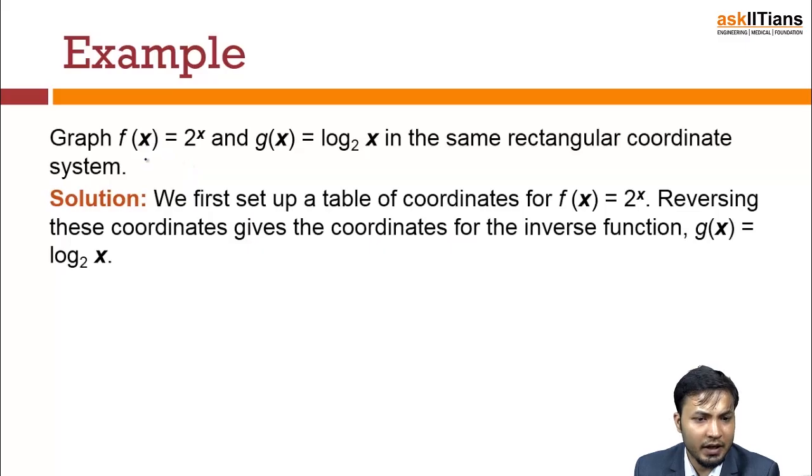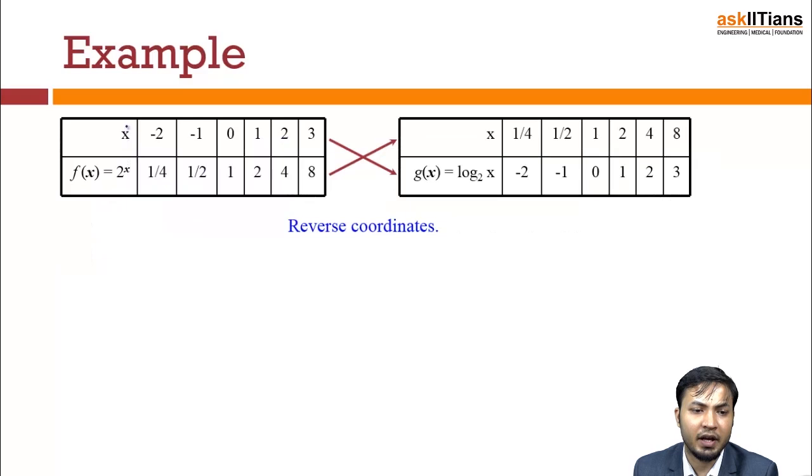Now, let's say I have this graph, and I have given you this equation in a rectangular coordinate system. First, you need to set up a table of coordinates for the given function. If I reverse these two for this given function, how will I get my graph? Let's look at the table. I have x for f(x) equals 2 to the power x, and I'll have the corresponding values like this. And for x and log base 2 of x, the values will interchange. It will give you reversed coordinates.